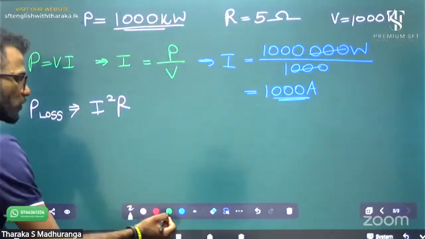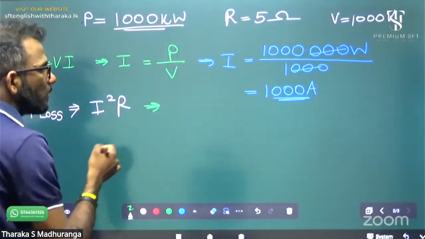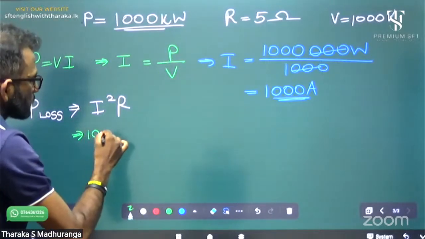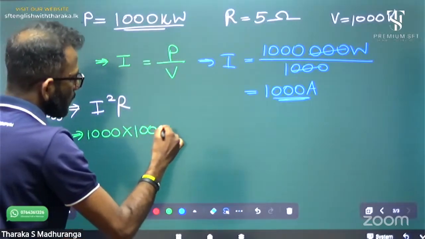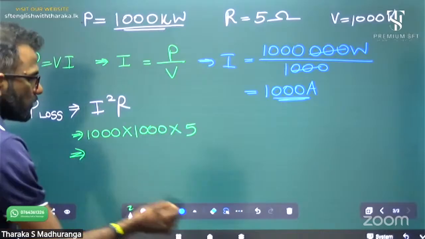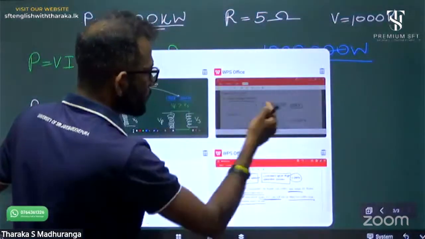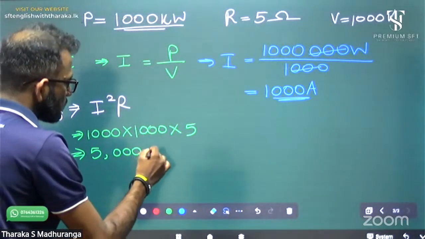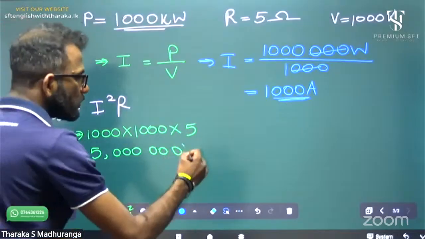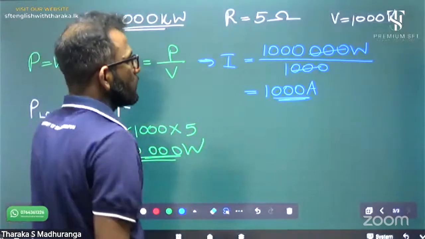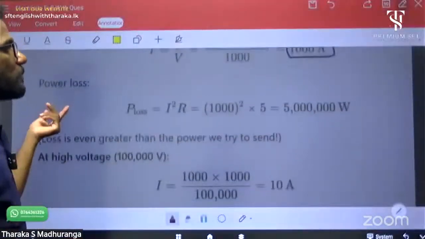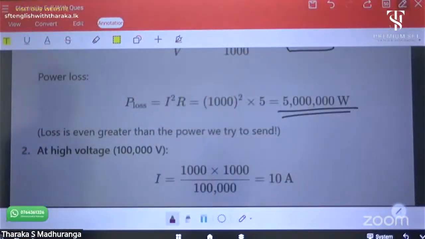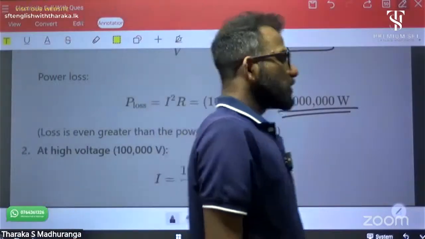Okay, now what is the I squared? I squared equal 1000 into 1000 into 5. Okay, it's a huge value. What is the value? Yeah, this is the value. This much power is lost during the transmission. This is the power lost. Loss is even greater than the power we try to send.